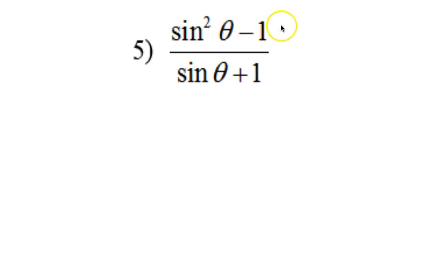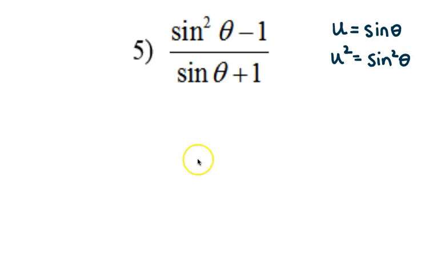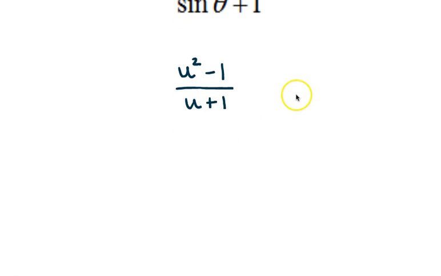Same kind of idea here. We can't simplify this anymore because it's already written in terms of sine and cosine. But with that addition and subtraction, I can't cancel anything out right now. So our only option is to try to factor this. So again, let's call u, in this case, sine theta. Then u squared would be sine squared theta. If I replace those sines with the u or u squared, I would have u squared minus 1 over u plus 1. Okay.